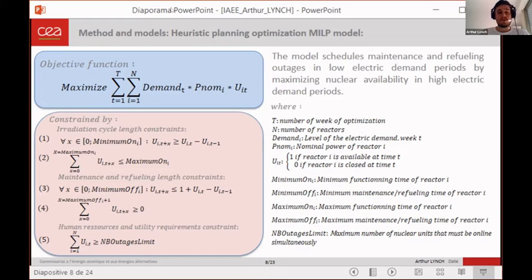First of all, the irradiation cycle constraint, which frames how long a reactor can remain available before it needs to stop for an outage. The second set of constraints is linked to maintenance and refueling duration, and how long reactors must remain unavailable before they can start producing again. And the last set of constraints is linked to human resources and utility requirements, and it limits the number of reactors of a fleet that can go offline simultaneously.